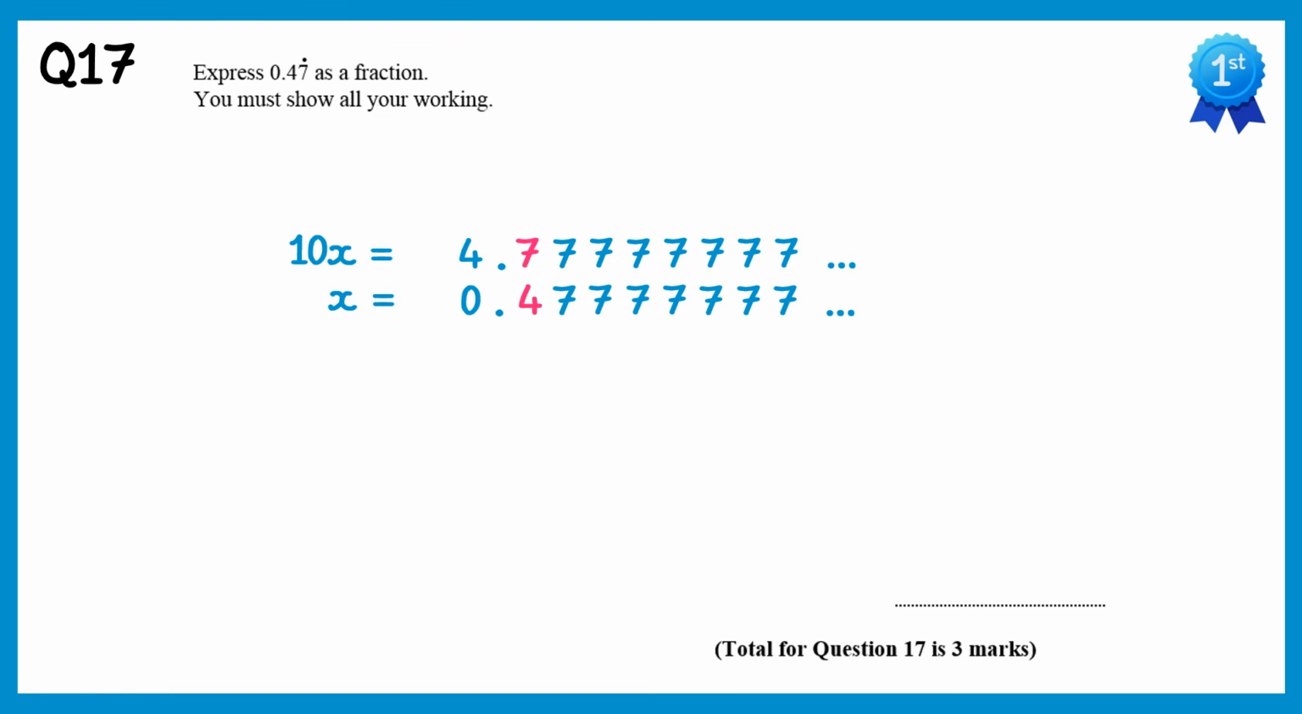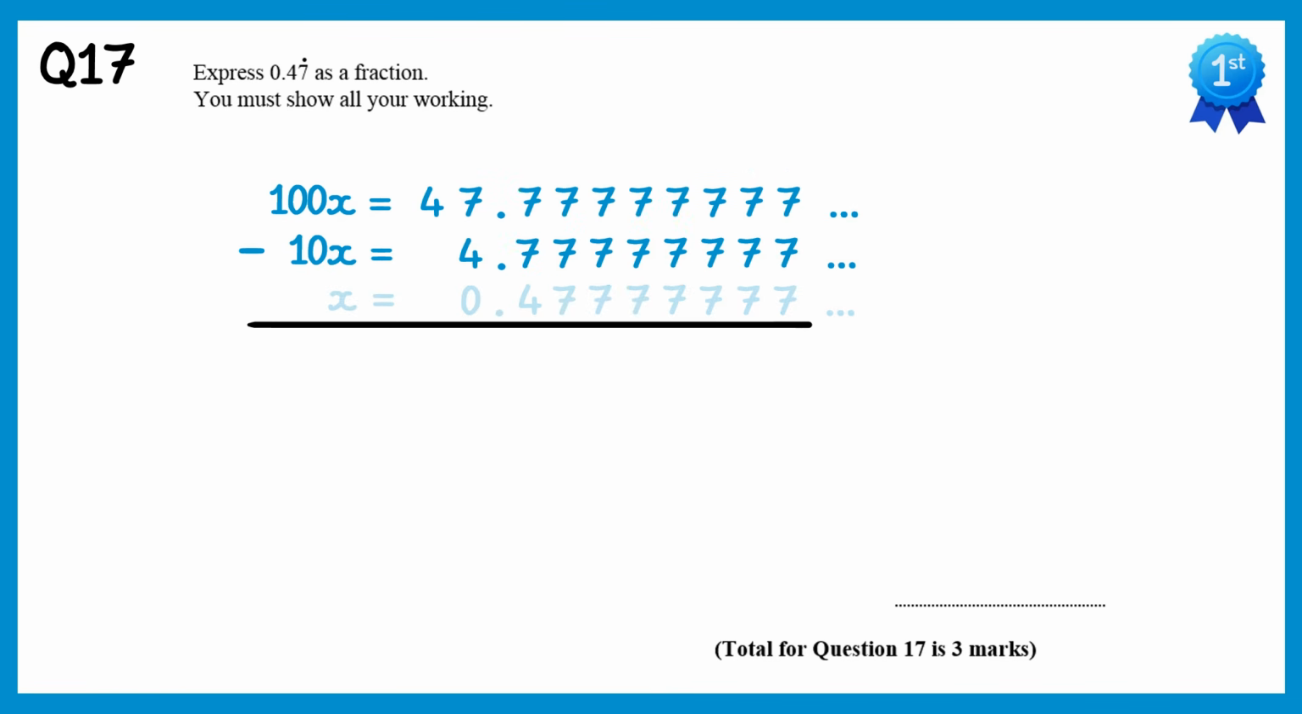You'll see here we have a 4 and 7 that don't match. So I times by 10 again to get 100x, which is 47.7 recurring. If you look at the top two of these now, you'll see everything after the decimal point does line up, they're all 7s. So I take away these two. 100x take away 10x gives you 90x.